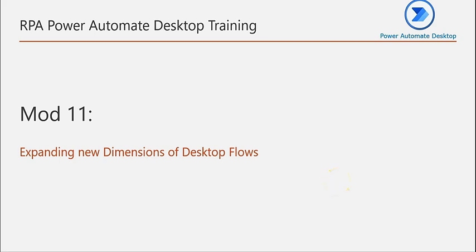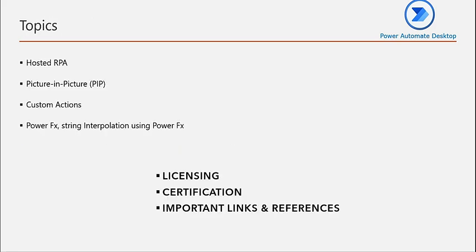Okay, we are now into the final module of the course, that is module 11. We are expanding the dimensions of the desktop flows. We are going to see different things beyond the conventional approaches that we have been seeing, the usage of the desktop flows, how it expands to newer dimensions.